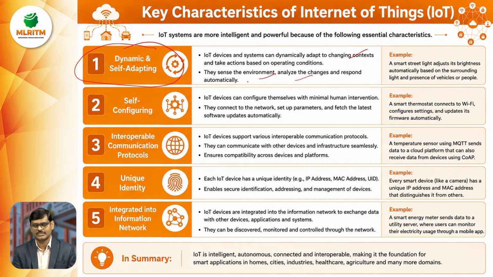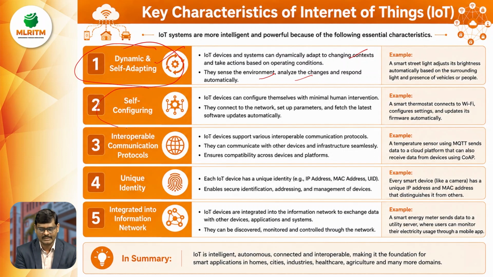If you take an example of a smart AC connected to the Internet of Things, whenever your room temperature rises above 30 degrees Celsius, the AC is automatically turned on. And whenever your room temperature reduces below 24 degrees Celsius, the AC is automatically turned off without a human. That is called dynamic self-adaptation.